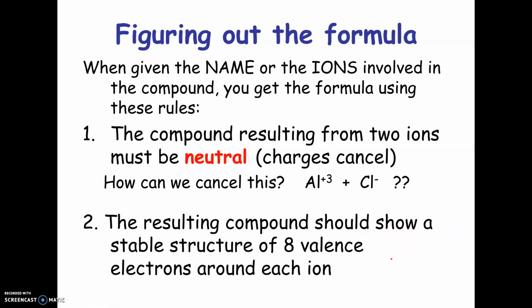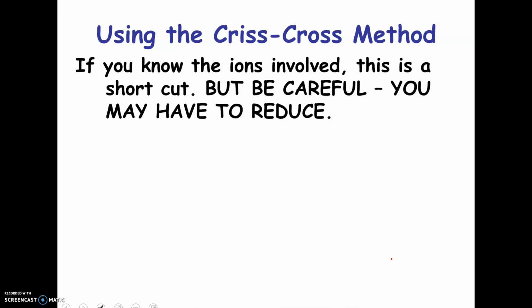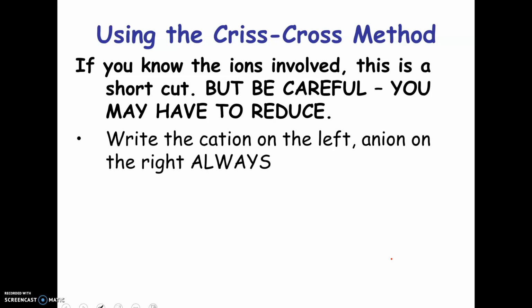Now, this is kind of confusing to do that way, the long way. So there is a shortcut called the crisscross method. You have to be careful here because remember, the formula is going to be the lowest whole number ratio. So you might have to reduce, just like you could reduce a fraction. For example, if you got a fraction of 2/4, hopefully from math you know you can reduce that to 1/2. That would be the lowest ratio.